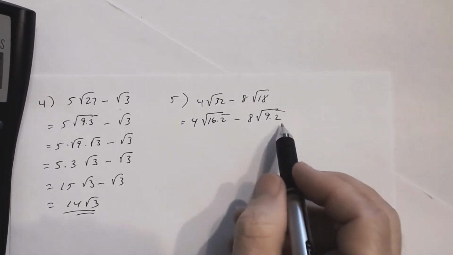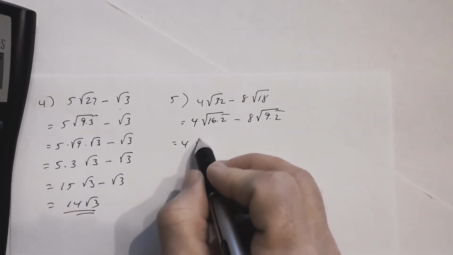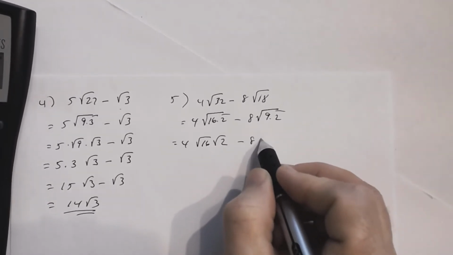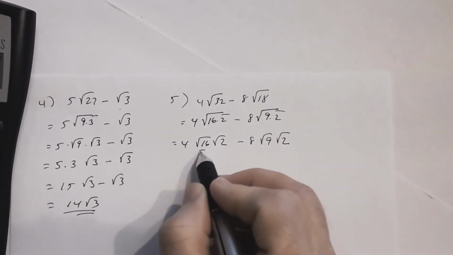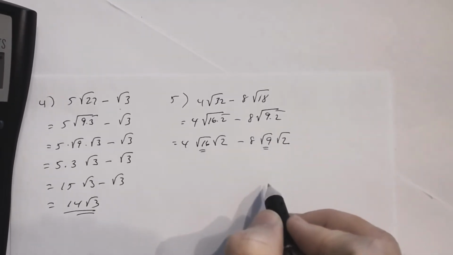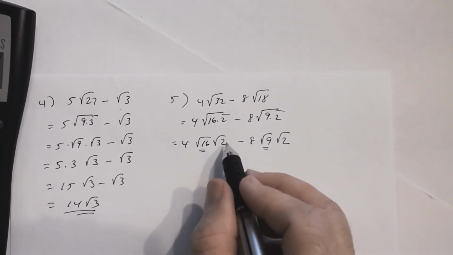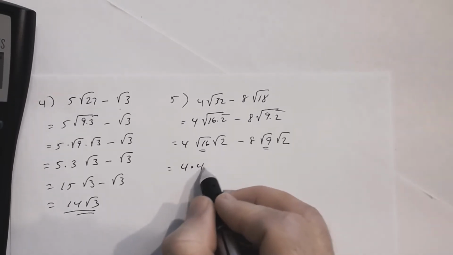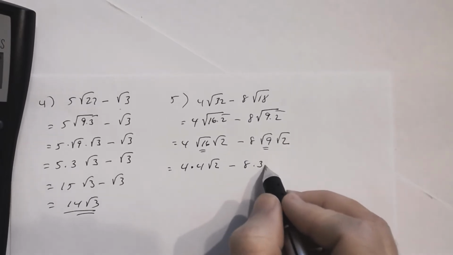So now I'm going to use a product rule on these, just like I did here. So I'm going to get 4 times the square root of 16 times the square root of 2, minus 8 times the square root of 9 times the square root of 2. And I'm going to simplify these square roots because those are now perfect squares. I cannot simplify the square root of 2 because the only perfect square that goes into the radicand is 1. So I get 4 times 4 square root of 2 minus 8 times 3 times the square root of 2, right?